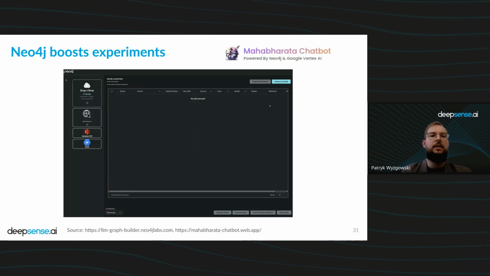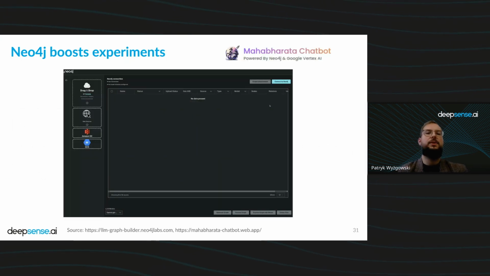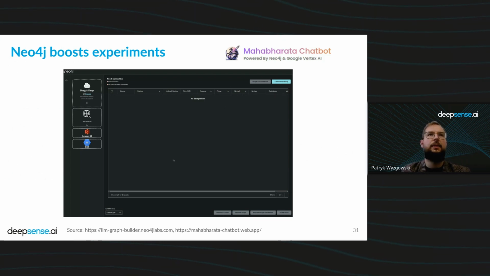But still, I just wanted to glimpse over that. I did some manual work, but Neo4j offers a pretty good service, the knowledge graph builder, where you can just put in links to your texts, and then the graph will be extracted and created. An additional example of where it was used is the Mahabharata chatbot, a chatbot powered by a knowledge graph that was created on some Indian texts.